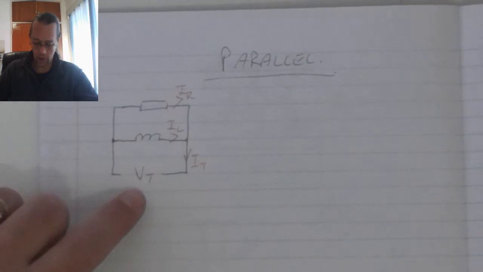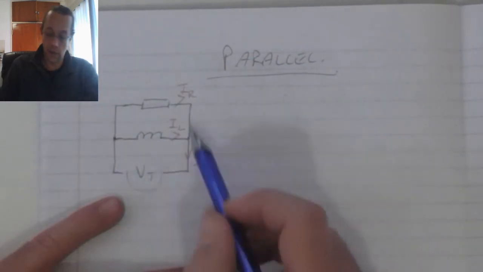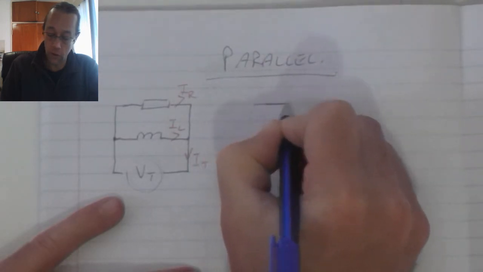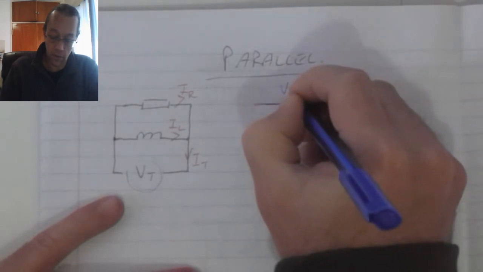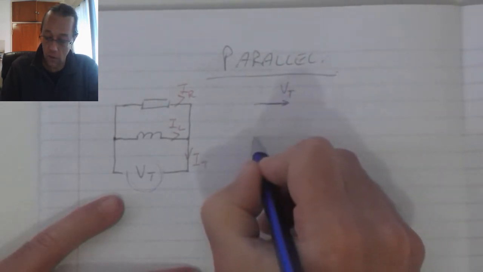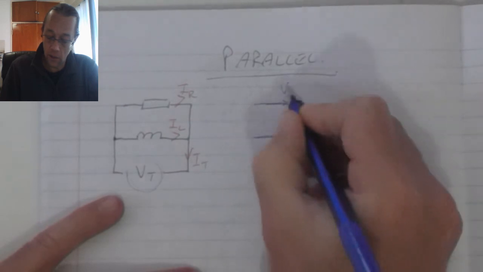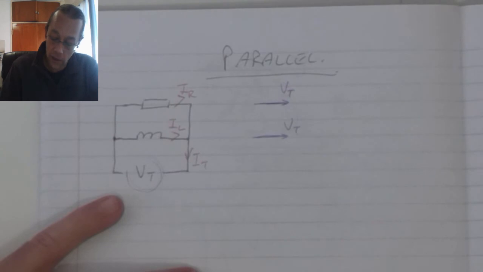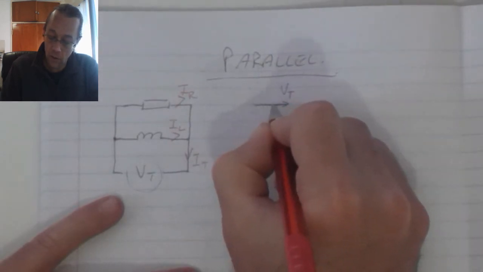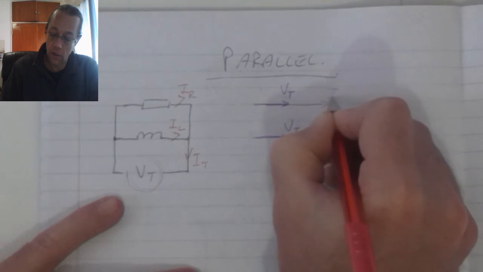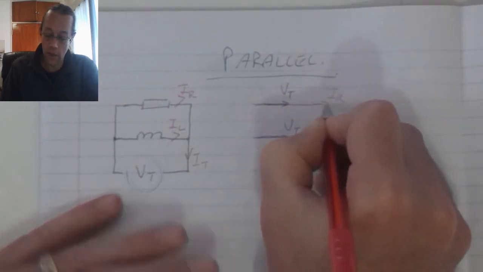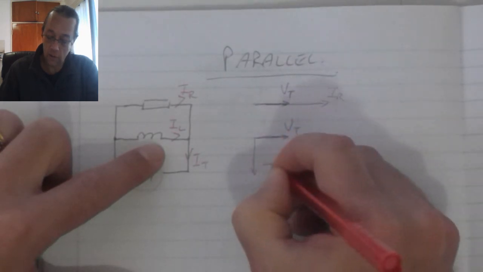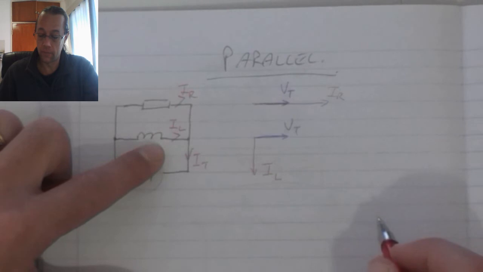Now, because the voltage is the reference, when I draw these phasor diagrams, we draw the voltage on the horizontal. V total is the supply voltage, and in both cases V total is the same. When it comes to the currents, my current flow IR is shown on the horizontal for the resistor, and for the inductor we know that it has a lagging current.